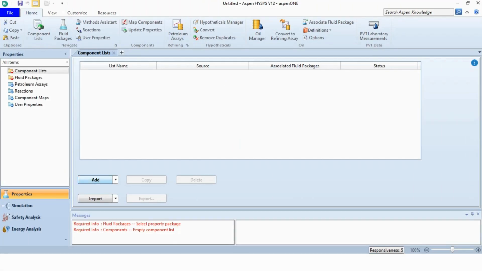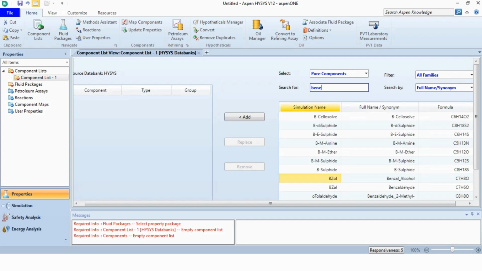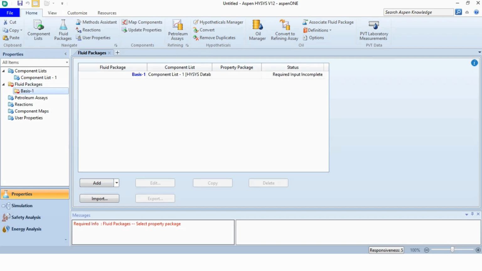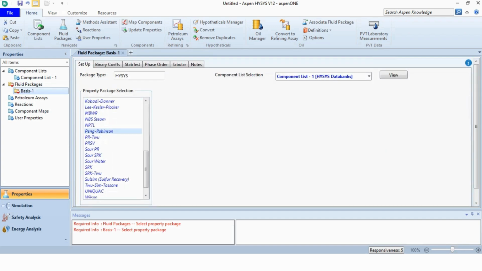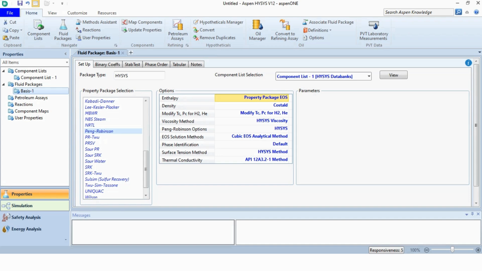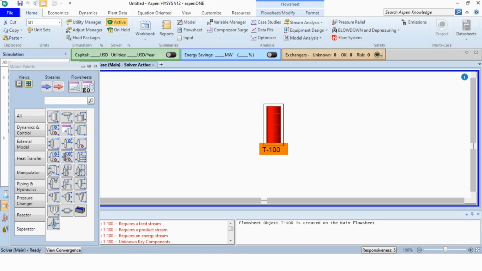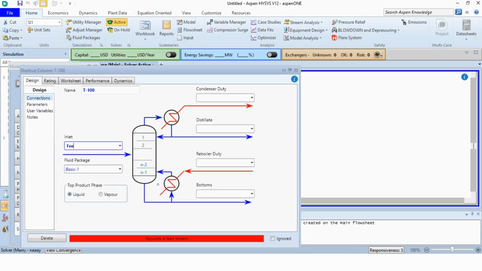So coming to the simulation, we will first add the components benzene, toluene, and we will select the property package as Peng-Robinson. Then we will go to the simulation. In separator, we will select the shortcut distillation column. We will do the connections: feed, condenser duty, distillate, the boiler duty, and bottoms. The top product is liquid as has been confirmed to us.